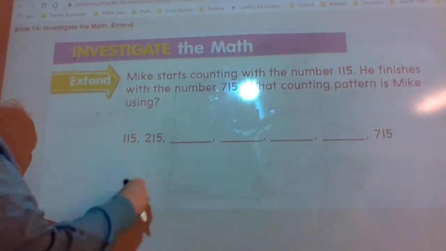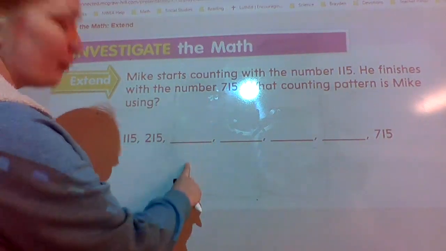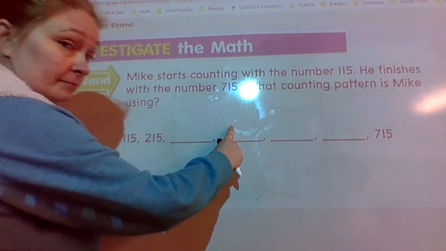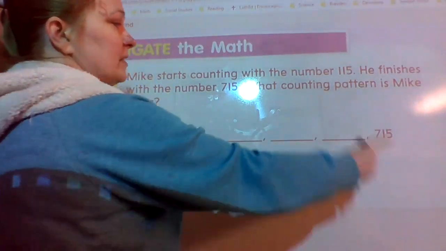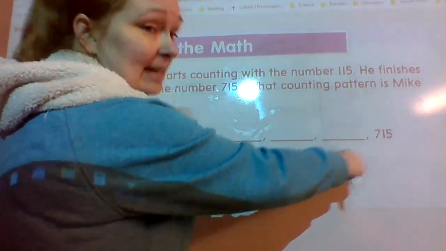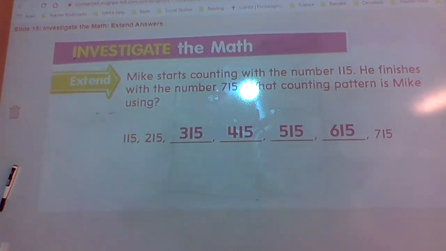So 115, 215, 315, 415, 515, 615, 715. And there we go. So using your place value is important in helping you find the patterns, okay?